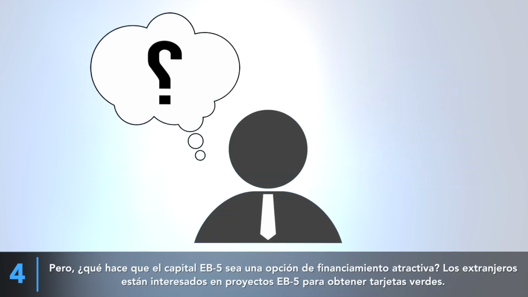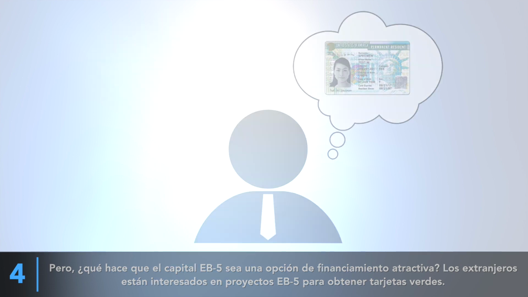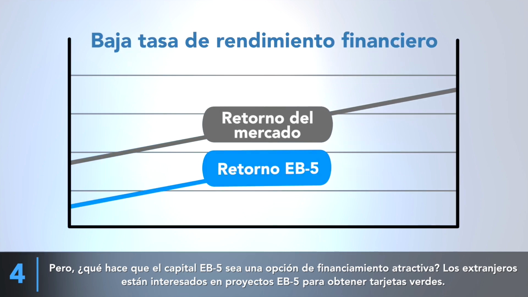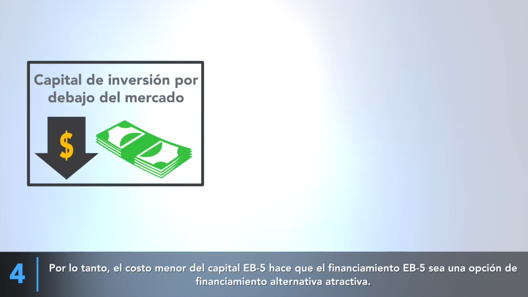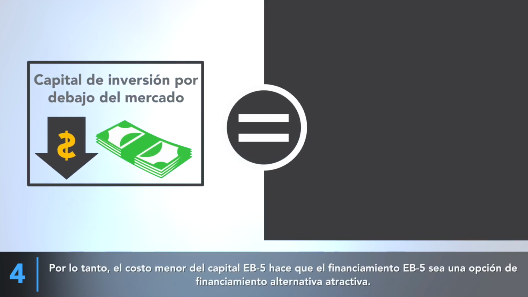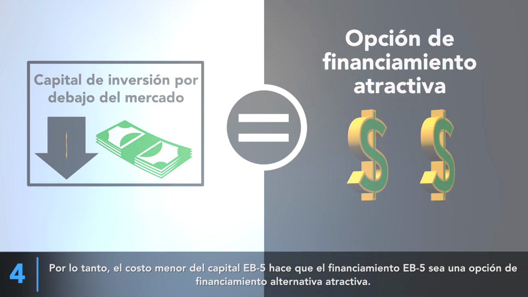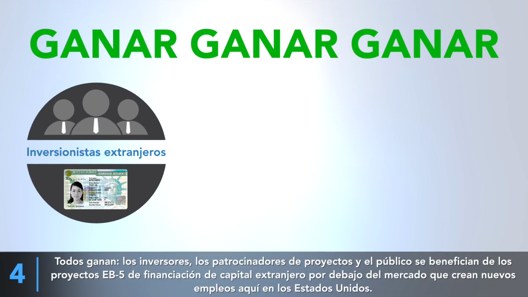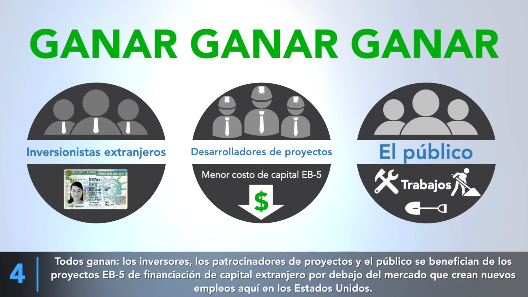But what makes EB5 capital an attractive financing option? Foreign nationals are interested in EB5 projects to obtain green cards. Thus, most investors are willing to accept a lower financial rate of return on their investment in exchange. The lower cost of EB5 capital, therefore, makes EB5 financing an attractive alternative financing option. Everyone wins: investors, project sponsors, and the public benefit from the below-market overseas capital funding EB5 projects that create new jobs here in the United States.